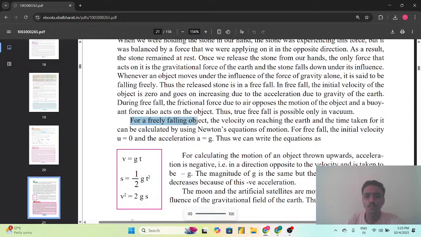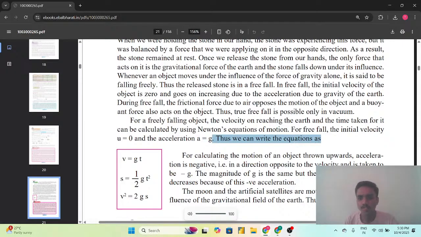For a freely falling object, the velocity on reaching the ground, that is the earth, and the time taken can be calculated using Newton's equations of motion. For free fall, the initial velocity u is equal to 0 and the acceleration a is equal to g. As we are considering the situation of free fall, and the only force acting on the object is the gravitational force of the earth, we consider the acceleration a to be equal to g, the acceleration due to gravity.